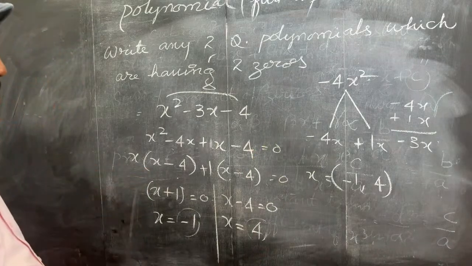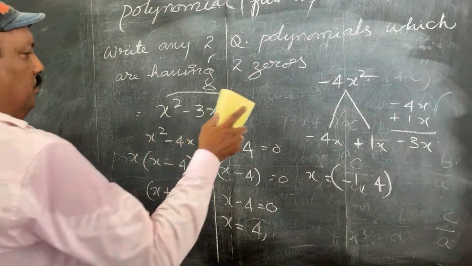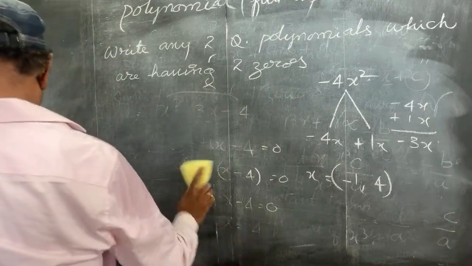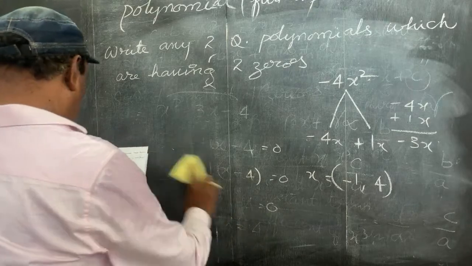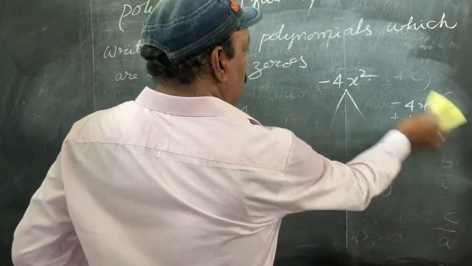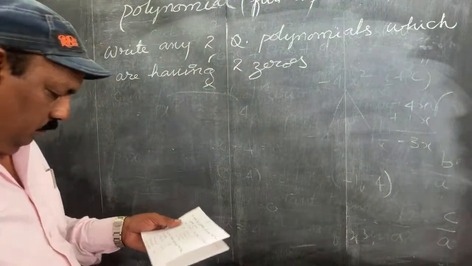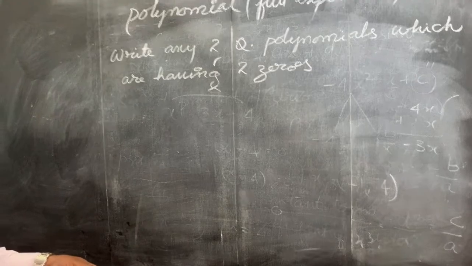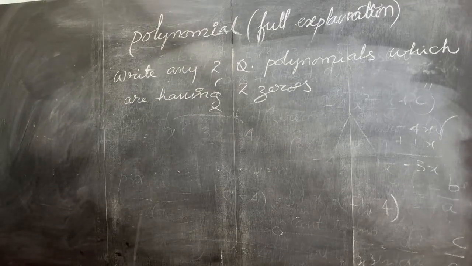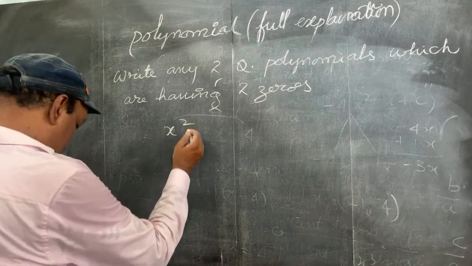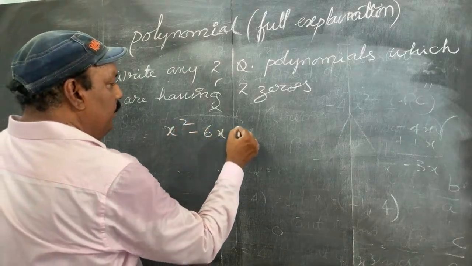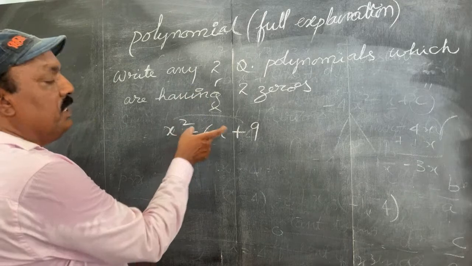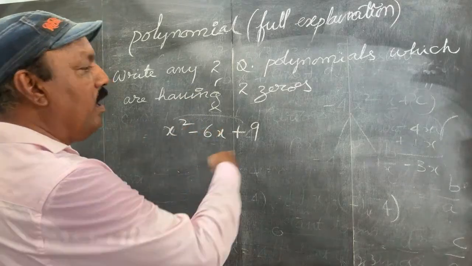I think you note it down. One more example I am giving: x square minus 6x plus 9. You can find out the two zeros from this equation. This is for your homework. I already showed one example.